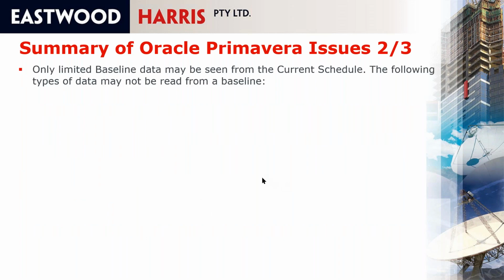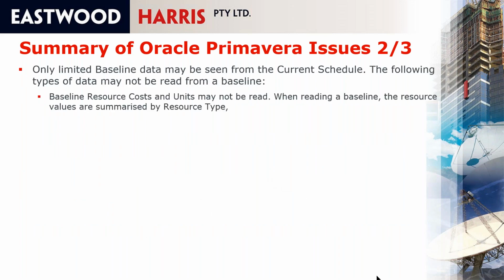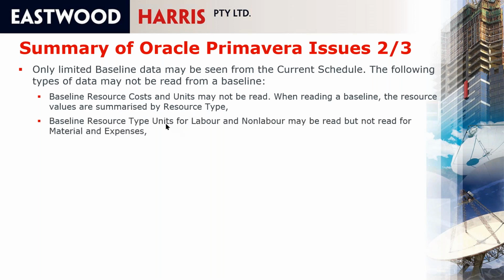Also, only limited baseline data may be seen from the current schedule. The following types of data can't be seen, as I've just been through. You can't see baseline resource costs and units, and all resource data is summarized by resource type. You can't see resource type units for labor and non-labor. You can see all the labor and non-labor added together, but you can't see material or expense units.